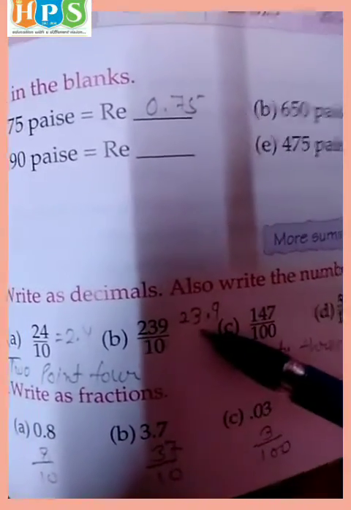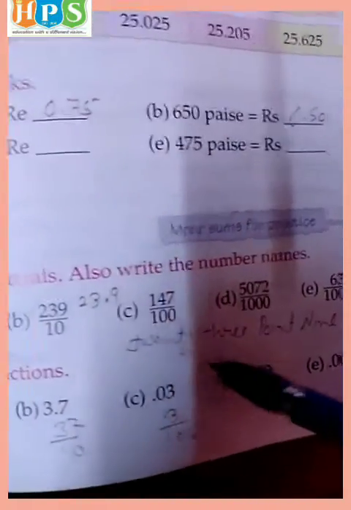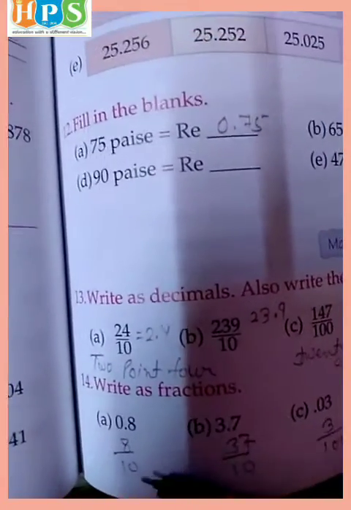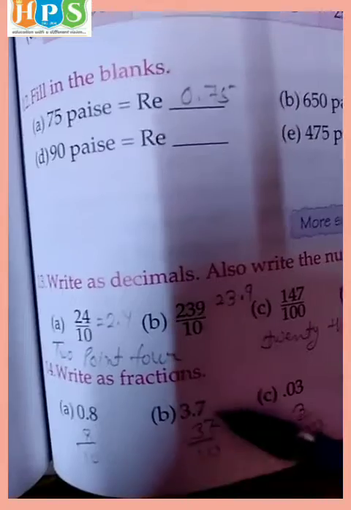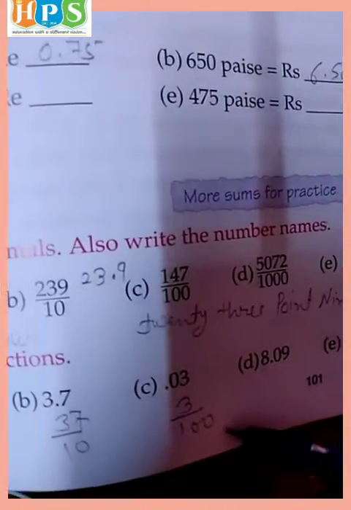239 upon 10, 23.9 in decimal and number name 23.9. Write as fraction: 0.8, 8 upon 10, and 3.9, 3 upon 10, 0.03, 3 upon 10. Turn the page.